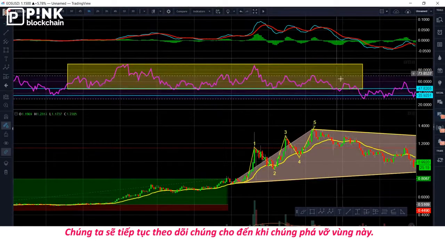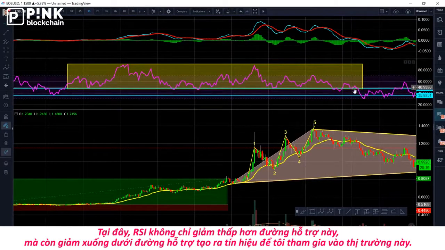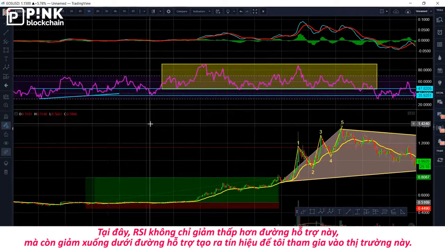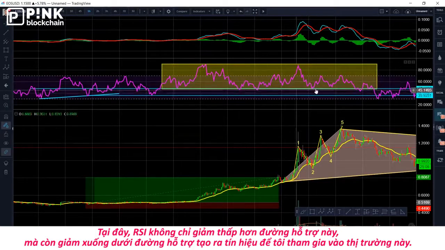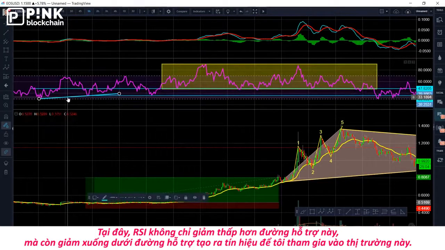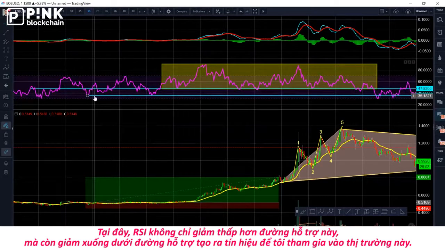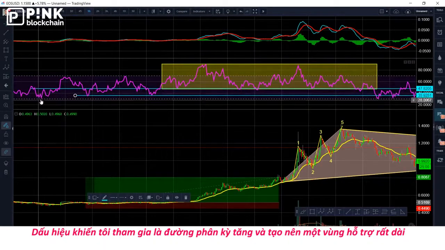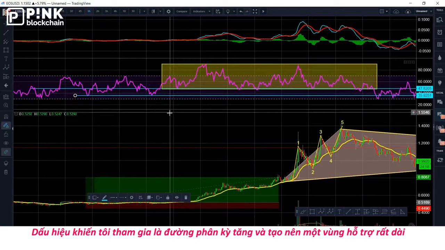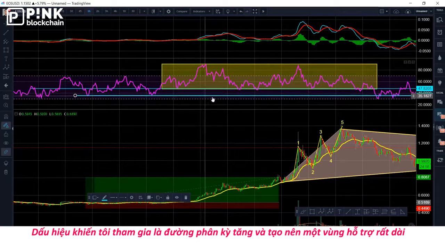Here, it didn't break it by a lot. Here is finally where it breaks it a lot. Do you guys see that? Not only did it break this specific resistance line, the support line that we see, right? But it also broke my previous one that gave me the signal to enter. This was a signal to enter based on the bullish divergence, and it created a really long support.